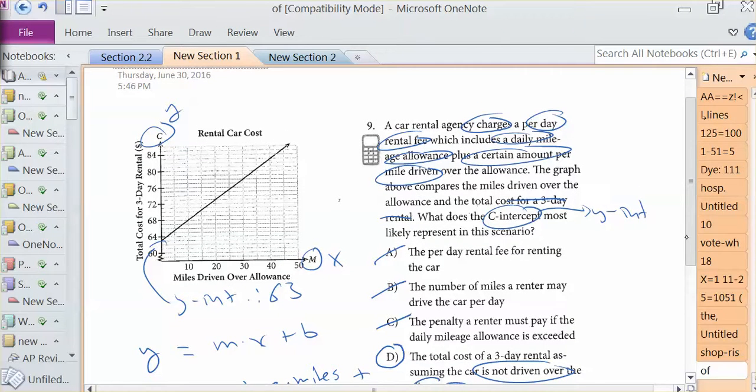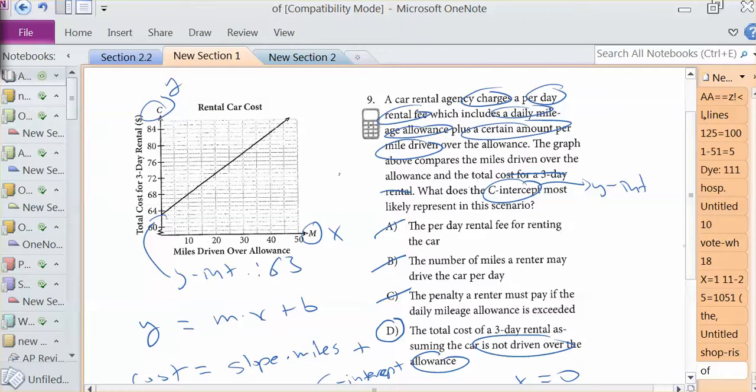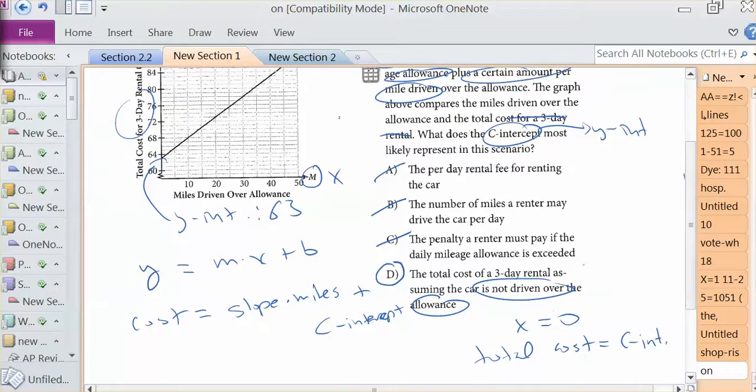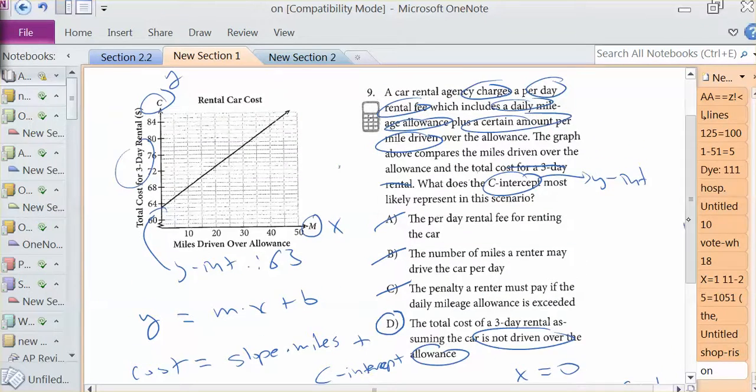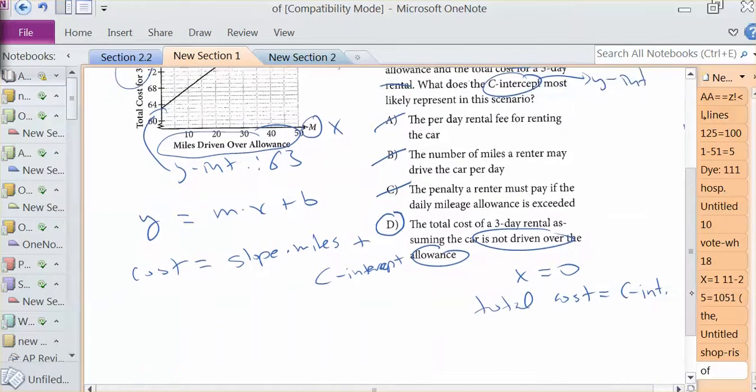But essentially what you want to do is break down the problem into as many parts as you can. In the 3-day rental, they said here that the graph above compares the miles driven over the allowance and the total cost for a 3-day rental. It's already built into the graph, so that's why I didn't have to do anything special for the 3 days. And D made the most sense because if X were 0, you're not going over the allowance, because X represents the miles driven over the allowance, as we see in the x-axis here. So basically when X is 0, that's what the c-intercept is going to represent.